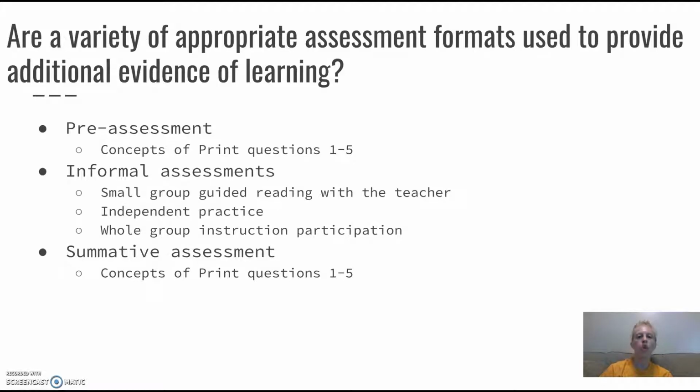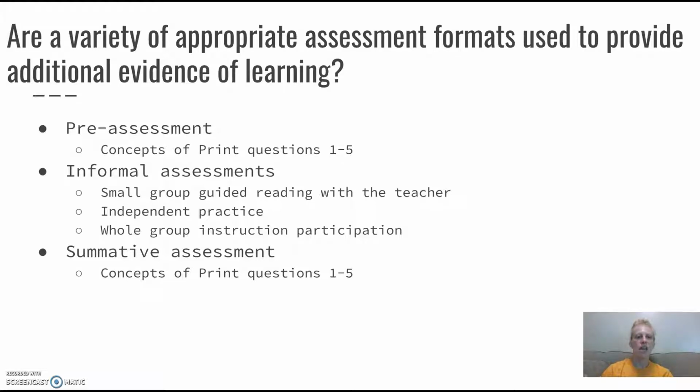Are a variety of appropriate assessment formats used to provide additional evidence of learning? Yes. So they have a pre-assessment, informal assessments, and summative assessments. For the pre and summative assessments, I use what's called the Concepts of Print. Students are given a storybook called Friends, and I ask them certain questions that will let me know if they understand concepts of print. For their informal assessments, I do this during small group guided reading.